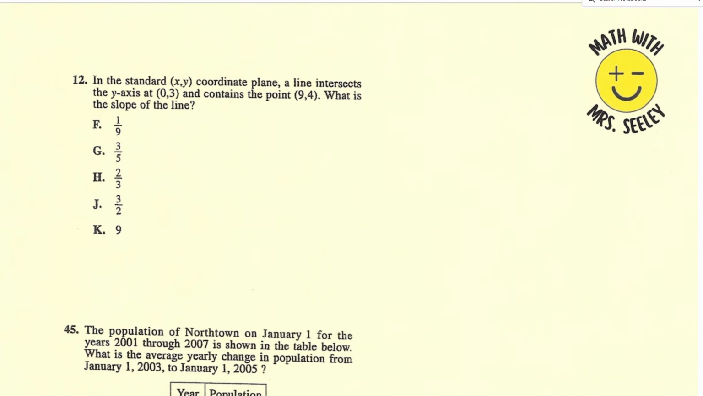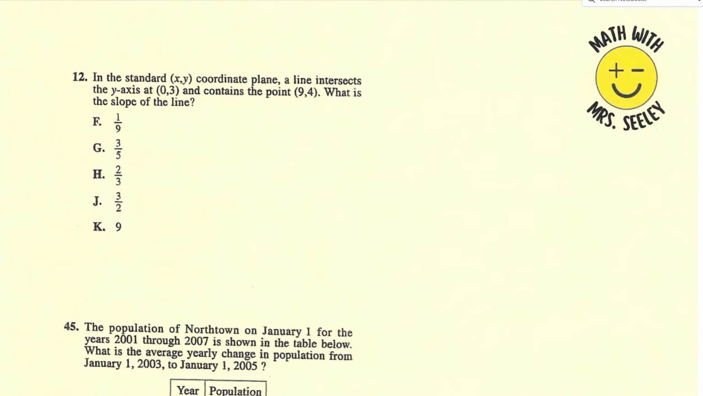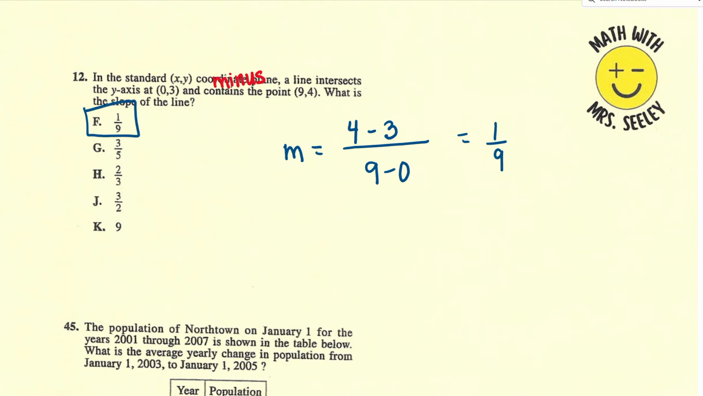Okay, let's take a look at number 12. On number 12, you could maybe pause the video and try it for yourself and check with me. This time, they give us the two ordered pairs, (0, 3) and (9, 4). So the slope, and again, if it helps you, put that word minus right there. I will say y's on top, 4 minus 3, and then 9 minus 0. And you should have gotten 1/9, which is answer F.